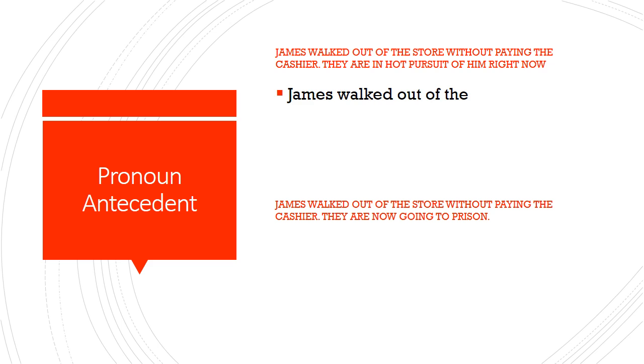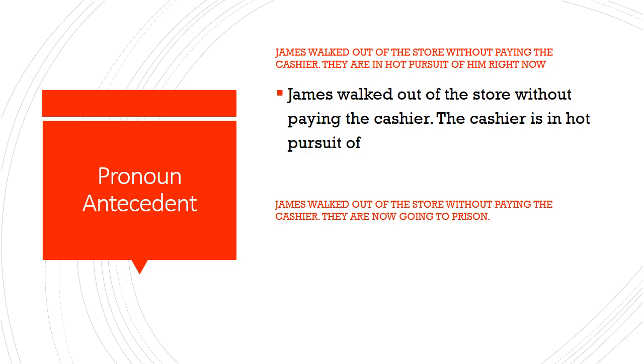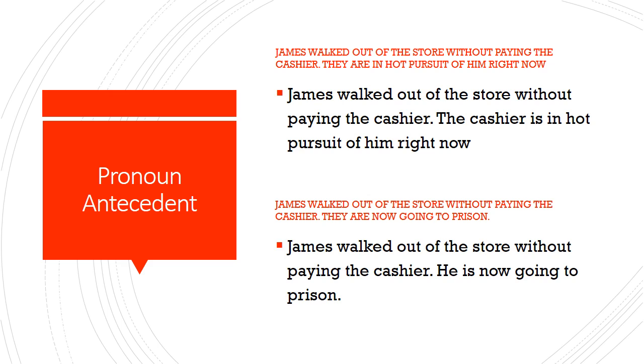The first one can be replaced quite easily. I can say, James walked out of the store without paying the cashier. The cashier is in hot pursuit of him right now. We know that him refers to James, and then we've re-established the context by repeating the cashier. We don't always want to repeat the same words, but in complicated circumstances like this, we do need to re-establish that context to make sure that we're being clear.